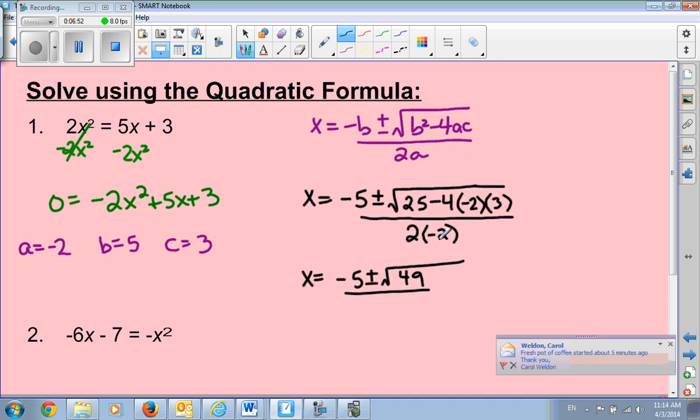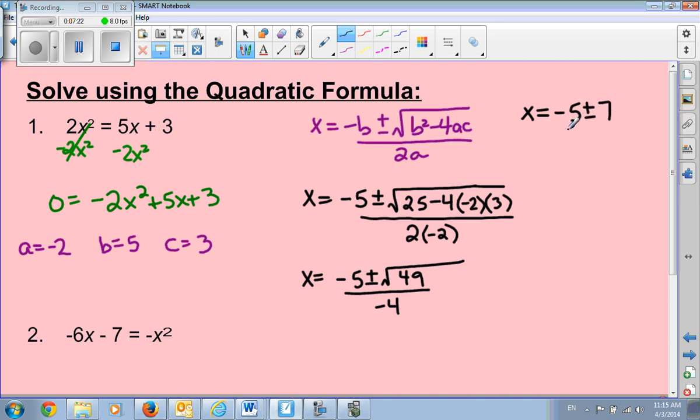Over, what is 2 times negative 2? Negative 4. Okay, do y'all see how we just simplified all those numbers and got it to 49? And we know what the square root of 49 is, right? Notice the plus or minus is already there for you, because the quadratic formula takes into account that it can be either a positive 7 or a negative 7. So x is equal to negative 5 plus or minus 7 over negative 4.